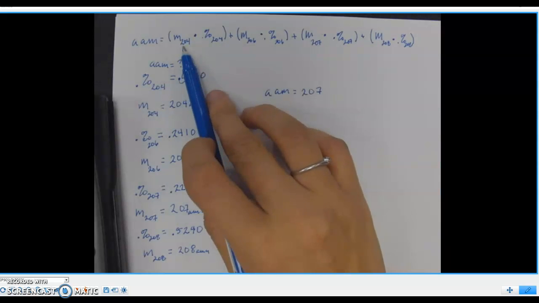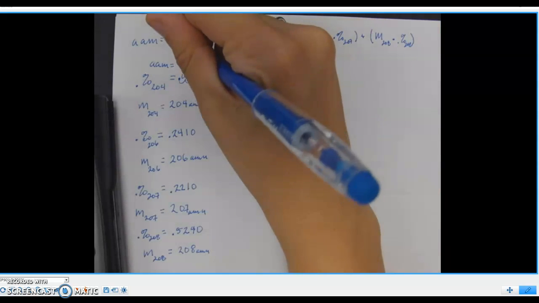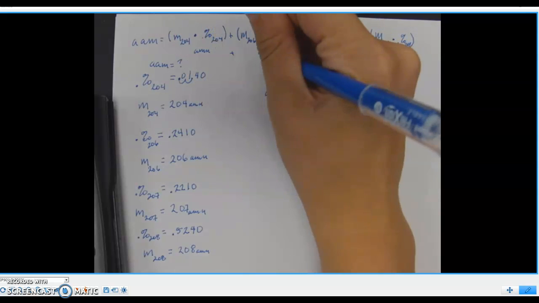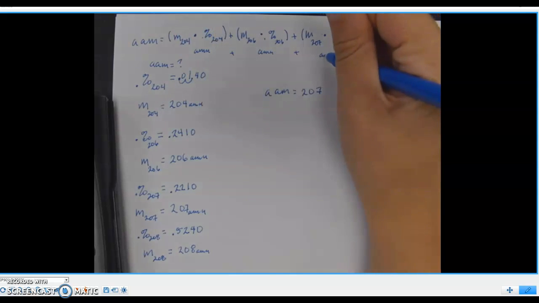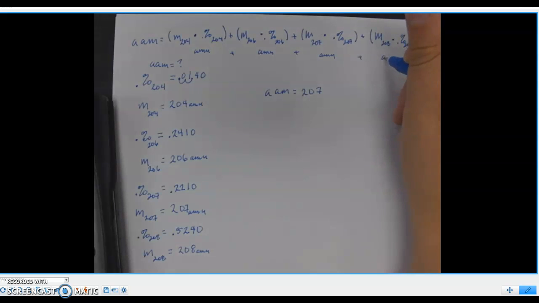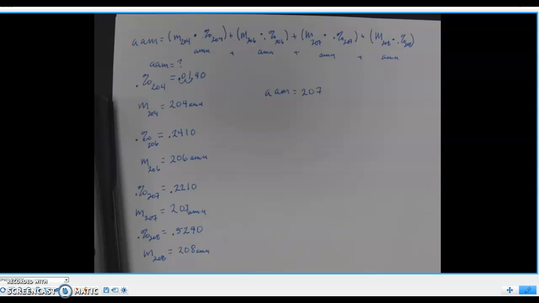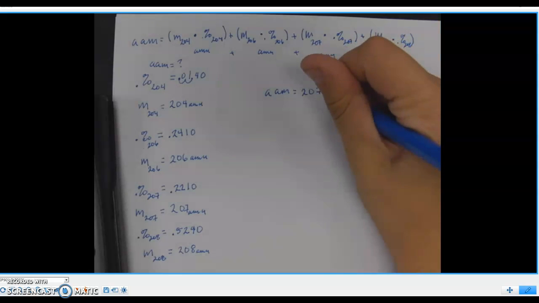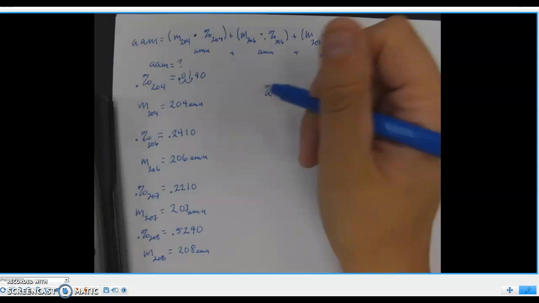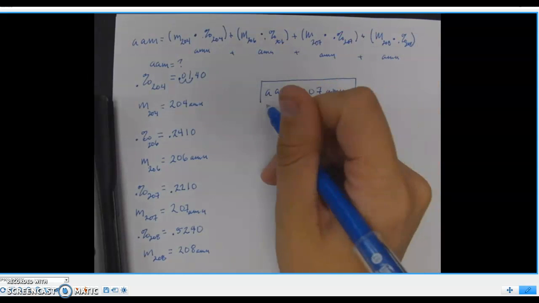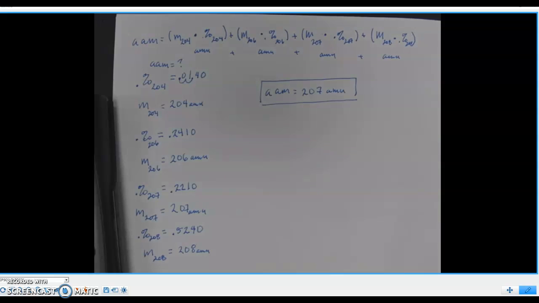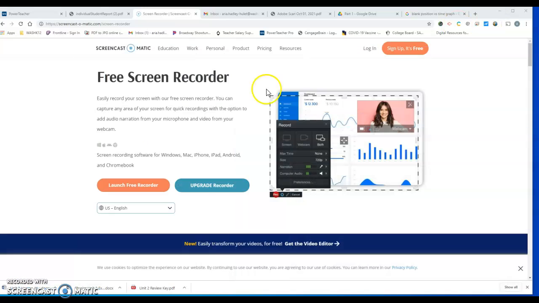The mass is in AMUs, and then this is unitless, so it's AMU plus AMU plus AMU plus AMU. Well, if you're just adding the same unit together, then you end with that unit. Like if you did meters plus meters plus meters plus meters, etc., your final answer would just be in meters. It's the same thing for AMU. So our final answer, average atomic mass for lead here, is 207 atomic mass units. Okay.